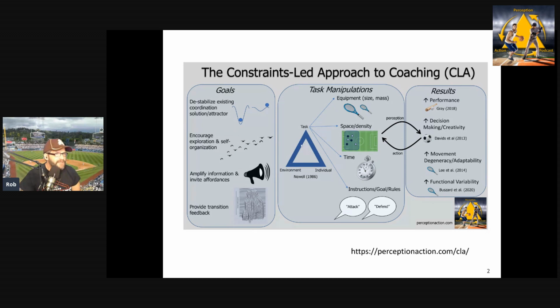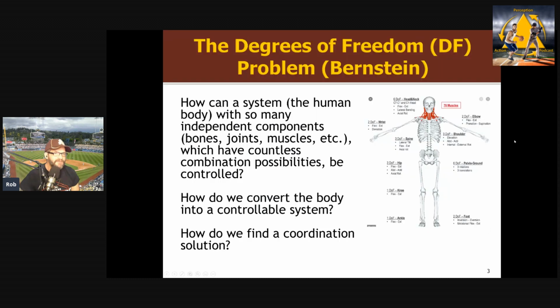But today, let's look at getting into this. A good place to start when talking about constraints is with Bernstein. Bernstein's a good place to start when talking about anything related to motor learning and motor control. But where we can start with this is talking about his famous degrees of freedom problem.